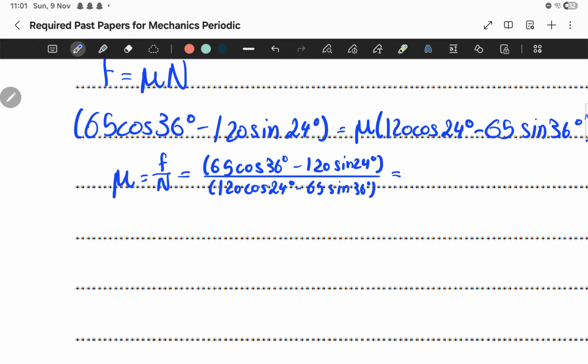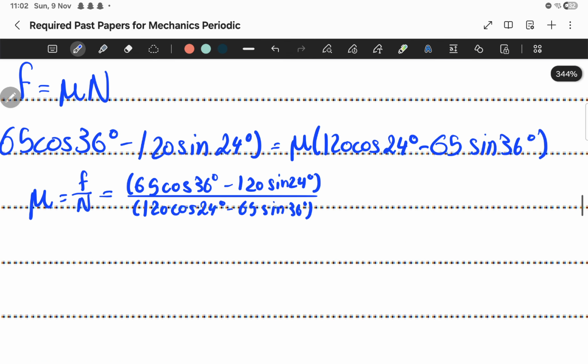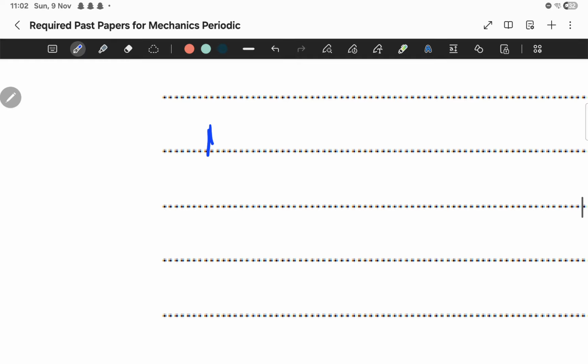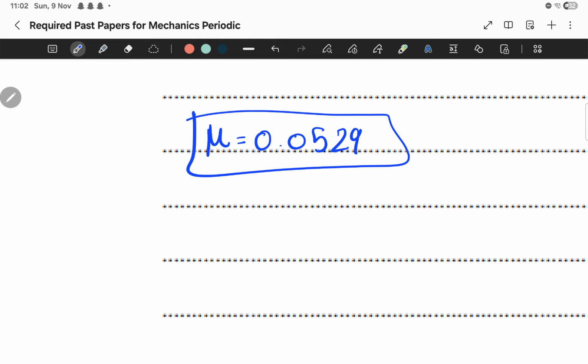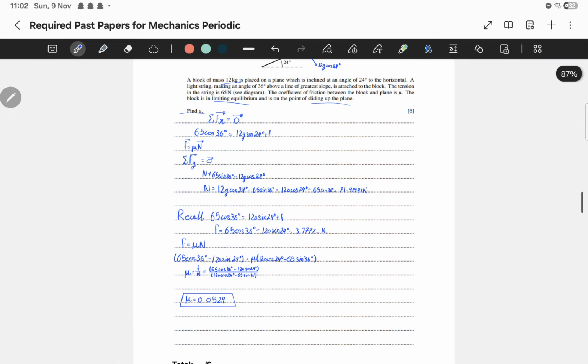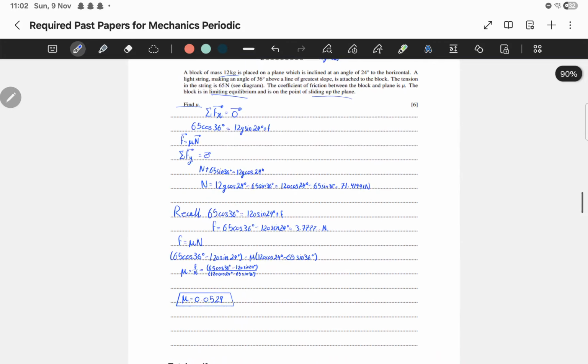Do this on your calculator. 65 cosine 36 minus 120 sine 24 over 120 cosine 24 minus 65 sine 36. 0.0529. So I'm not going to write all of that. So I'm going to write it here. Mu equals 0.0529. Done. And this is the answer. Supposedly. I'm again not sure. After like 2 questions ago, I forgot the answers.